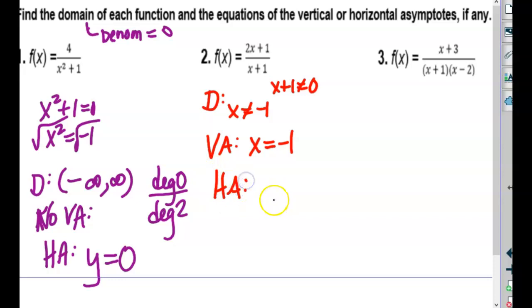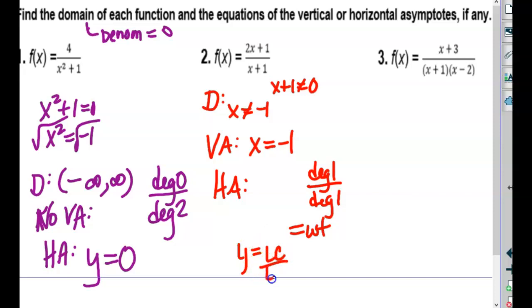Horizontal asymptote has to do with the degree of the top and the degree of the bottom. What do we have? x to the first over x to the first. So what is that called? Yeah, it's called equal weight. So we do y equals leading coefficient over leading coefficient. What is the leading coefficient of the top? 2, and the leading coefficient of the denominator is just 1, so we have y equals 2 as our horizontal asymptote.